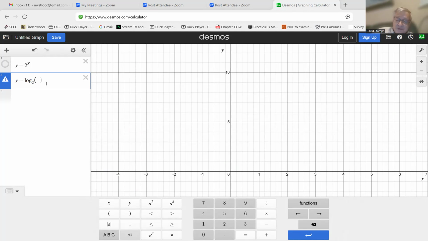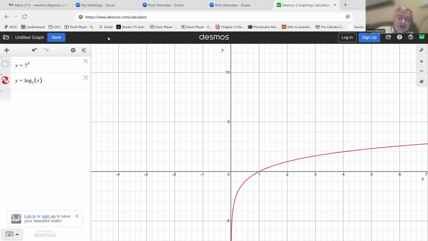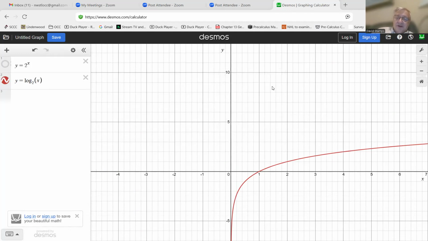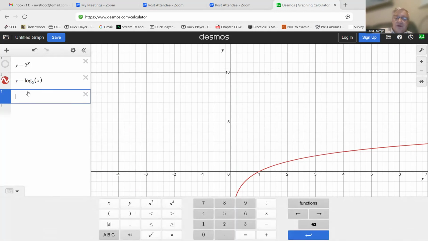So there's my base 2, x. Now you notice we've got something that instead of skyrocketing upwards, kind of skyrockets quickly to the right. Let's see if I can scoot this a little bit and then put a few points on here. So remember what a logarithm with a given base is.